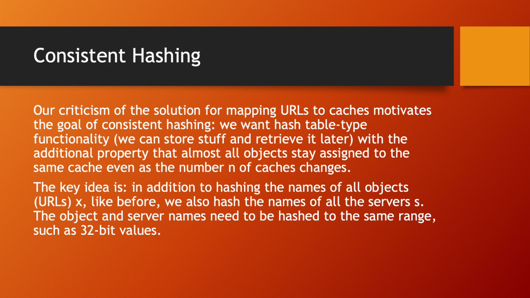Our criticism of the solution of mapping URLs to caches motivates the goal of consistent hashing. We want hash table type functionality. We can store stuff and retrieve it later, with the additional property that almost all objects stay assigned to the same cache even as the number n of caches changes.